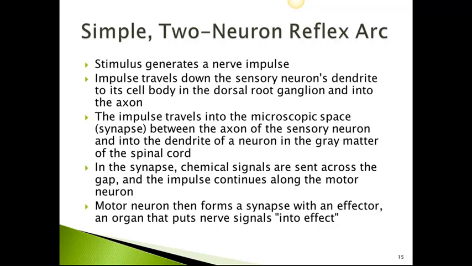In the synapse, the chemical signals are sent across the gap. These are known as neurotransmitters, and the impulse continues along the motor neuron. The motor neuron then forms a synapse with an effector, an organ that puts the nerve signal into effect, which causes our leg to move.